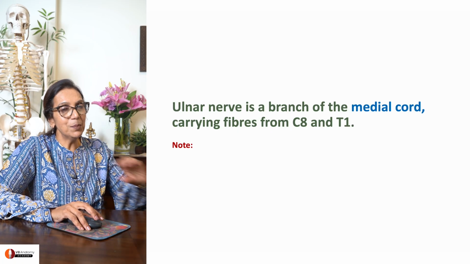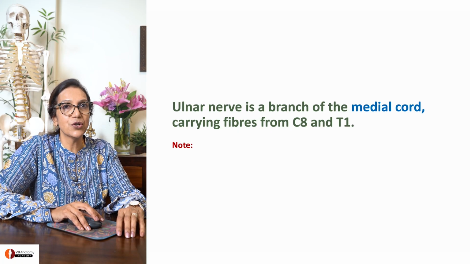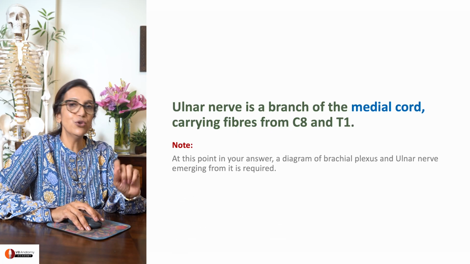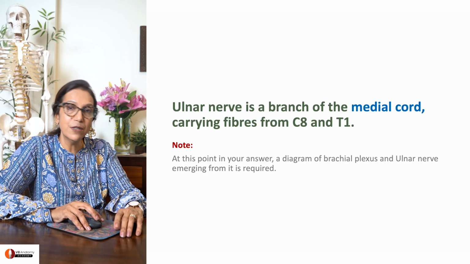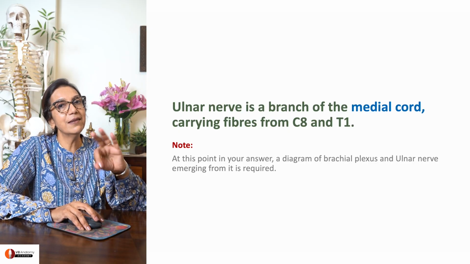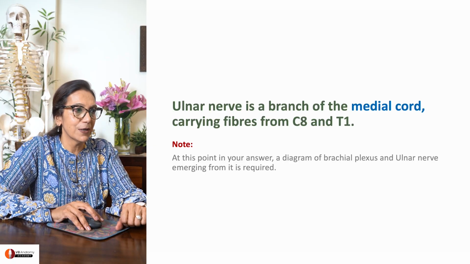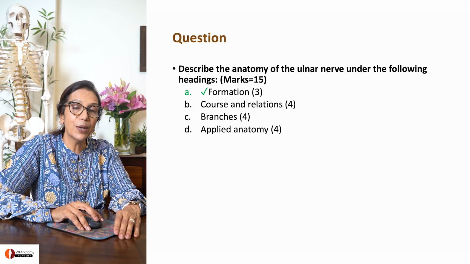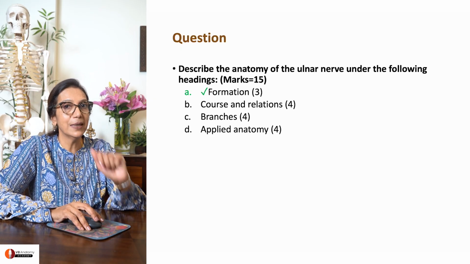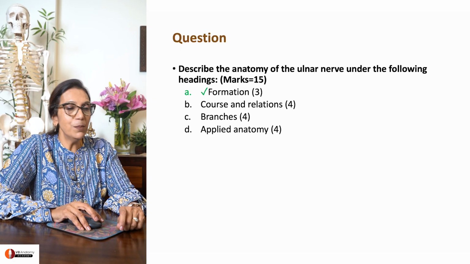Note, this completes discussion on formation. At this point of time, you should be drawing a diagram of brachial plexus showing how the ulnar nerve is formed. Then only you will get the 3 marks that were given for formation. You can't just write it's a branch of medial cord and expect to get 3 entire marks for it. Remember that. Right. So formation is done.